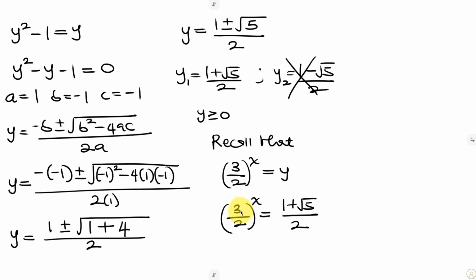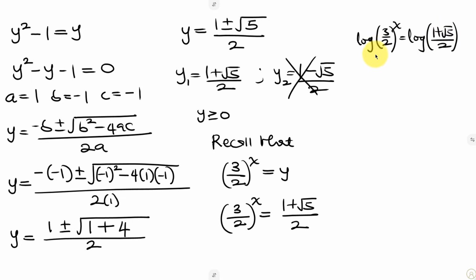And now, an expression like this, we will take the log of both sides. So I'll take the log of (3/2)^x to be equal to, I'll take the log of (1 plus the square root of 5) over 2.